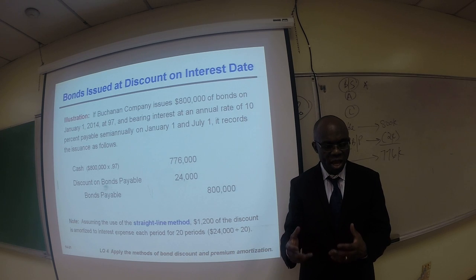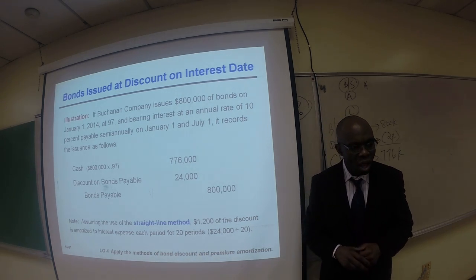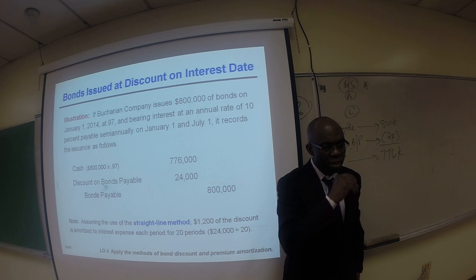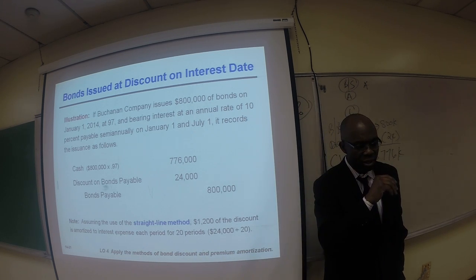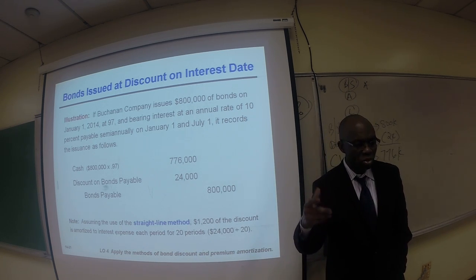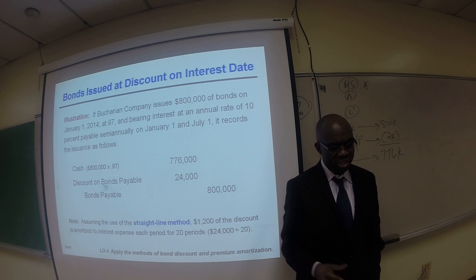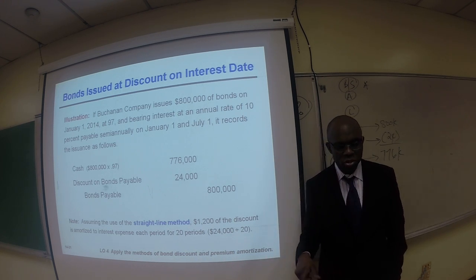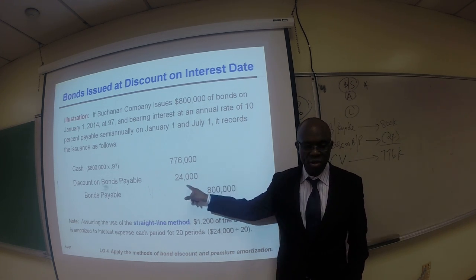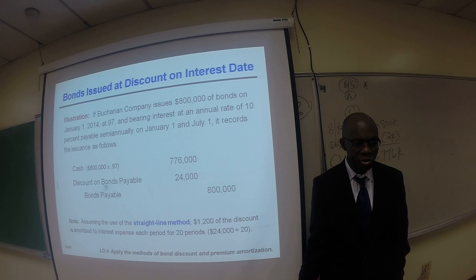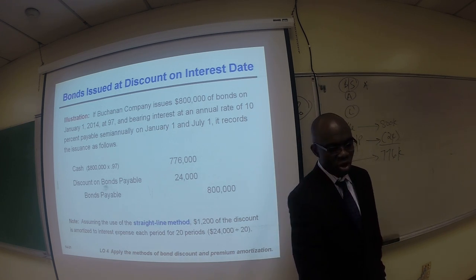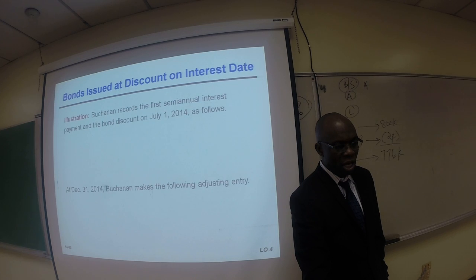In this case, a 20 period, the discount is amortized to interest expense each period for 20 periods. So we are going to divide the $24,000 by 20 periods, and that will give us $1,200 for each period. So now let's take a look at how we deal with that.